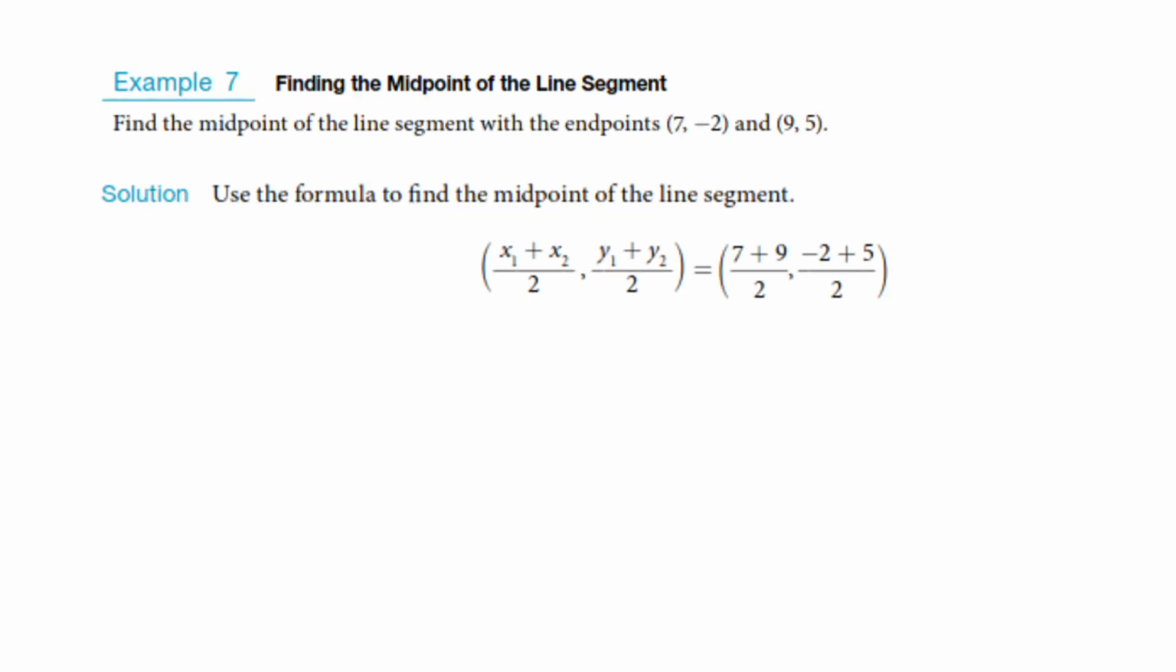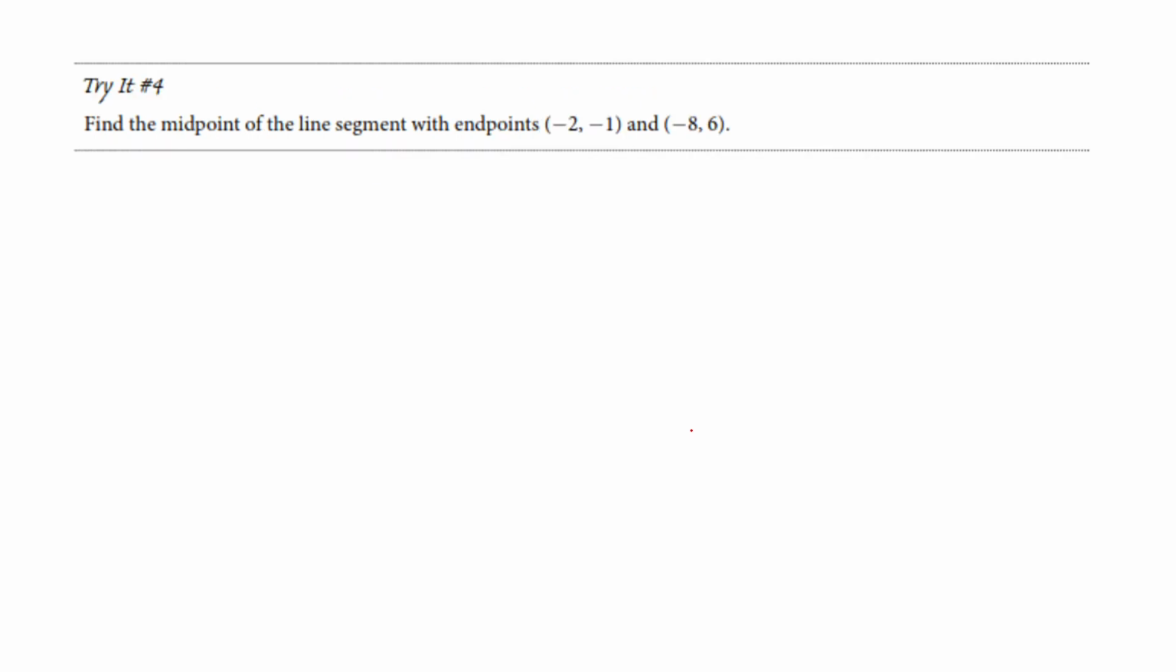Okay, so let's try it. We're just going to average the x's, we're going to average the y's, and we get the midpoint. Okay, let's try again here. We're going to average the x's, and we're going to average the y's. So this would be negative 10 divided by 2, we get negative 5. This is going to be 5 divided by 2, we will just leave it as 5/2.